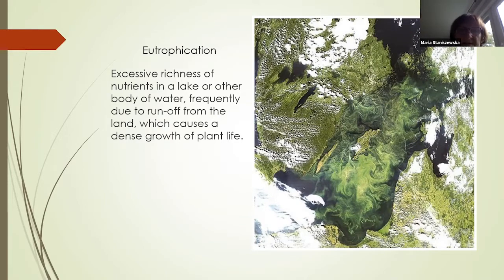So it is excessive richness of nutrients in a lake or other body of water, for example, the Baltic Sea, frequently due to runoff from the land, which causes a dense growth of plant life. Here on the picture, we see this very intensive plant life. It is algal blooming. And this problem appears every year.